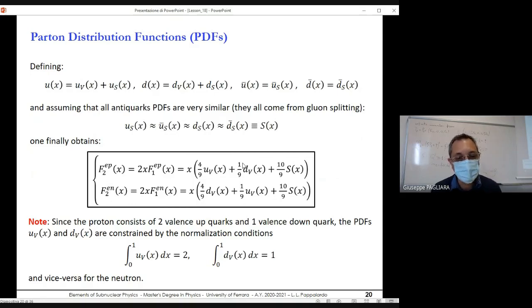Now, since the proton consists of two valence up quarks and one valence down quark, of course, the PDFs uV and dV are constrained by the normalization condition that we have to have two up valence quarks in the proton and one down valence quark in the proton, and vice versa for the neutron, of course.